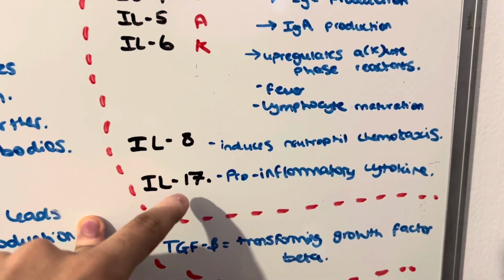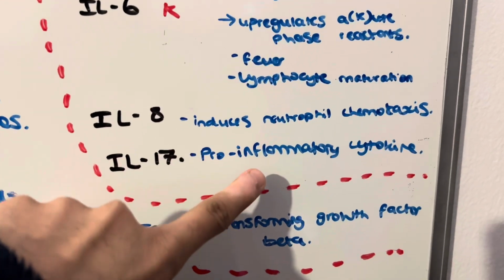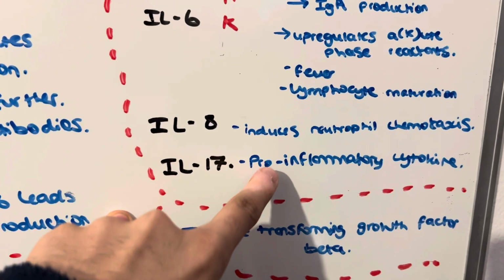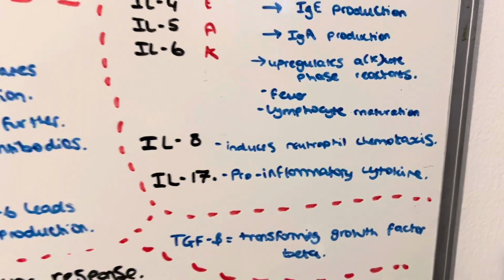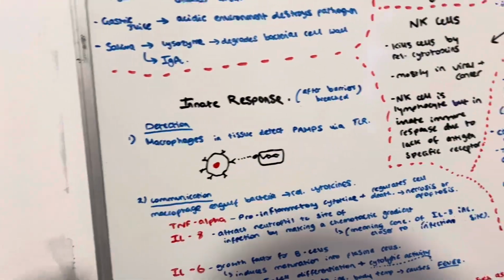Then we've got IL-7, so interleukin 7. This is a pro-inflammatory cytokine. I'll talk about this in terms of T-cell activation. Okay, that's that done. Now let's go on to the innate response. So we're starting immunology basically.